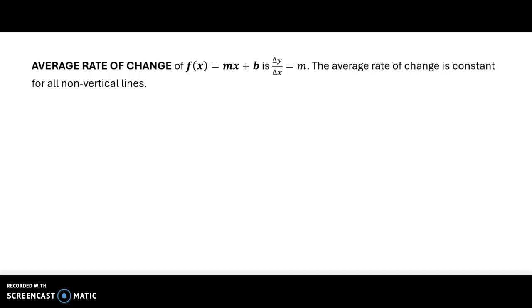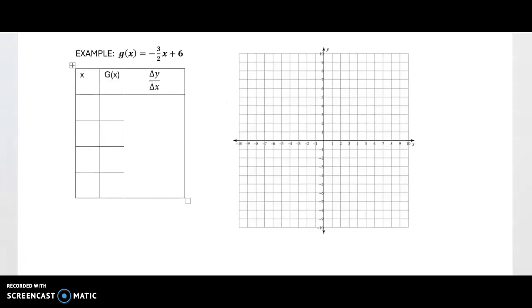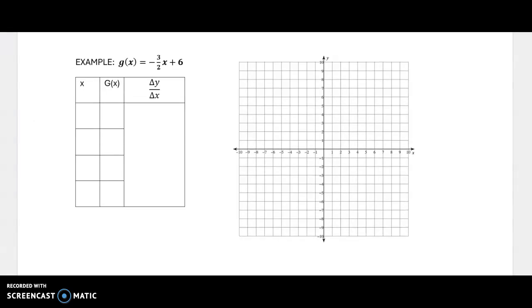Another concept we'll also explore is the zero of a function. The zero is where the graph crosses our x-axis, the x-intercept. To find our zero, we're going to set y equal to 0 and find the value of x. Let's look at both of these with an equation, a graph, and a table. We are going to graph the function g of x is -2/3 x plus 6. We are also going to fill out a table and explore the average rate of change, or change in y over change in x.